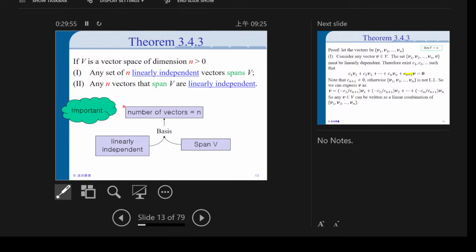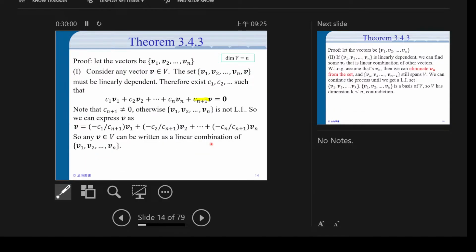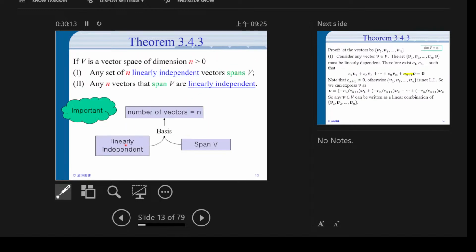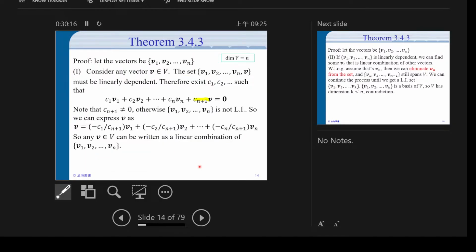So first, we have n vectors, and they are linearly independent, and we want to say they span V. So we assume our set of vectors is v1 to vn, and remember the dimension of V is n. We have any set of vectors that is LI, and we want to show that it spans V, so we take any other vector, small v in big V. Basically we want to show this small v can be written as a linear combination of v1 to vn. That will mean that v1 to vn span V.